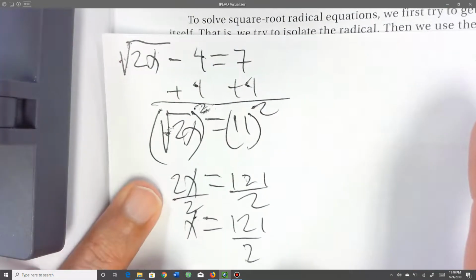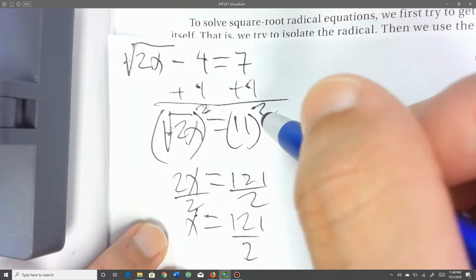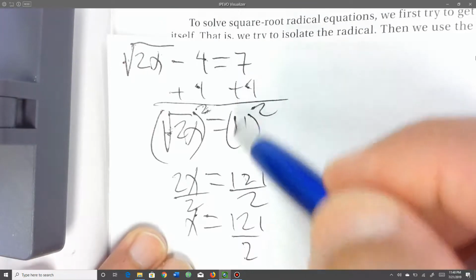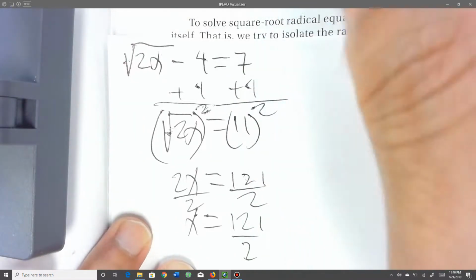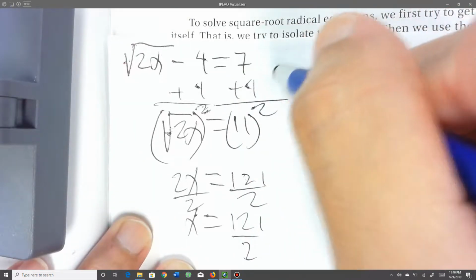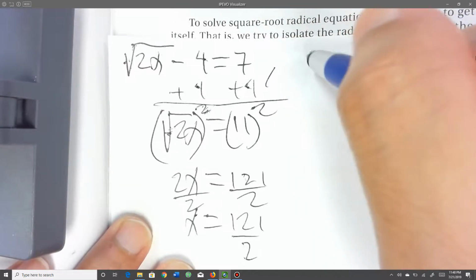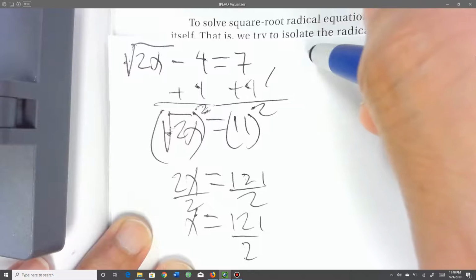Sometimes in this case we only got one solution, but sometimes we get two solutions, and you'll see we'll go over that. I don't have a problem with that. We just need to do it in a different problem, a different example.